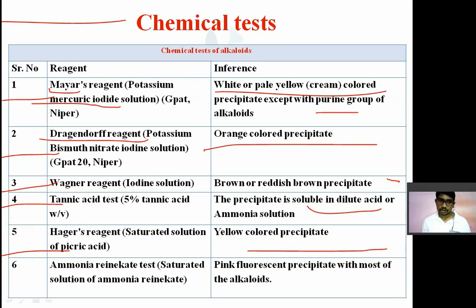Now the sixth test is the ammonium reineckate test. Here a saturated solution of ammonium reineckate is used, and you will get a pink fluorescent precipitate with most of the alkaloids. So remember, Mayer's means potassium mercuric iodide, Dragendorff's means potassium bismuth iodide, Wagner's means iodine solution, then tannic acid means 5% tannic acid, Hager's reagent means saturated solution of picric acid, and the ammonium reineckate test means ammonium reineckate solution. This is very important. They have already asked it a lot of times in GPAT, NIPER, drug inspector, government pharmacist exams, questions from this chart have already come.